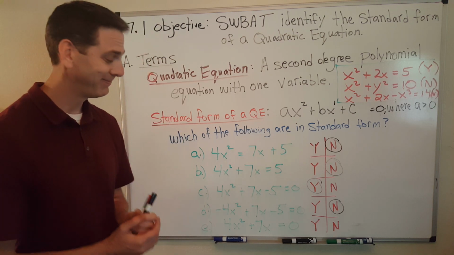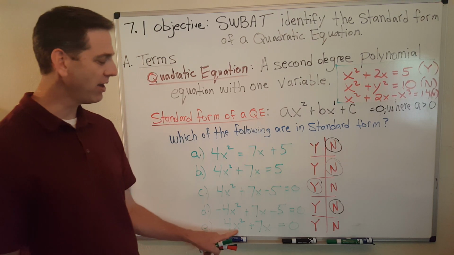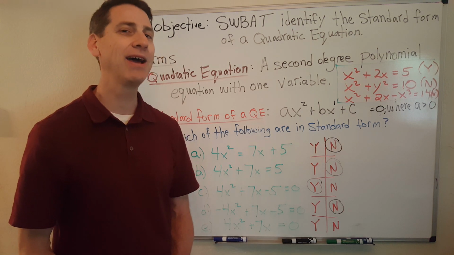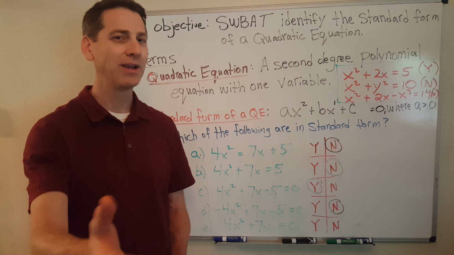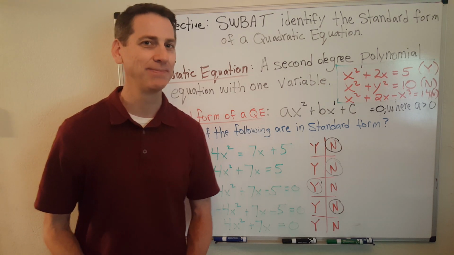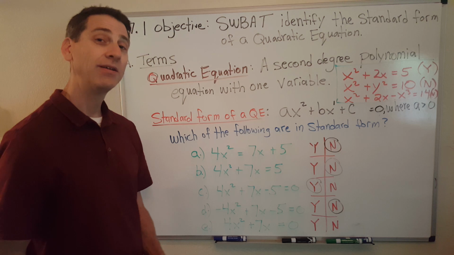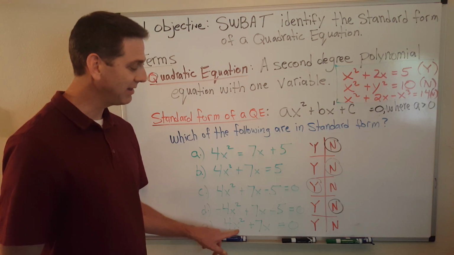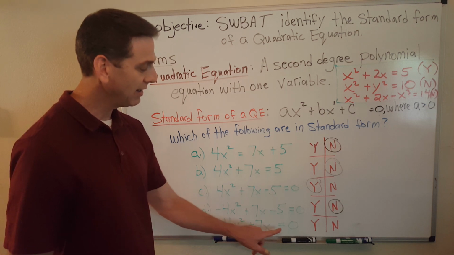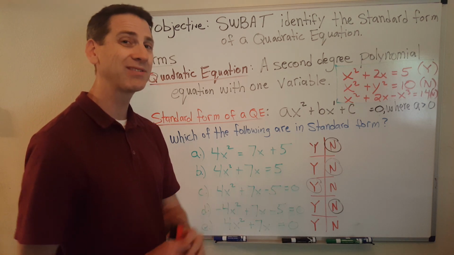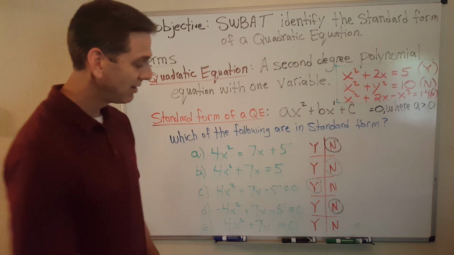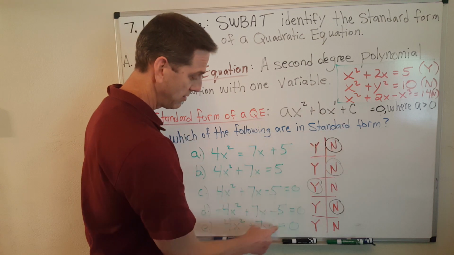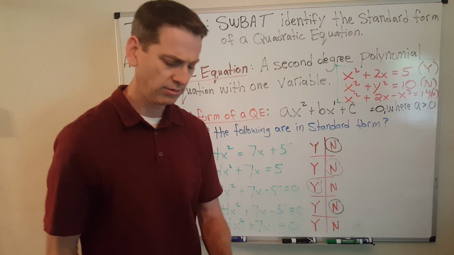Okay, let's do one more. Letter E. Okay, I have 4x squared plus 7x equals 0. Is that in standard form? Again, pause the video and come back in a minute. All right, let's think about it. It is in descending order, 2, 1. It is set equal to 0. However, it's missing something, isn't it? There's no c at the end. All right? It's missing.